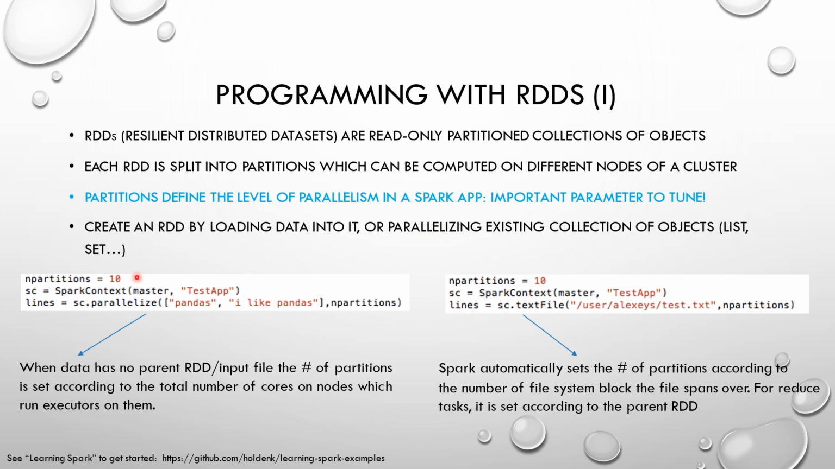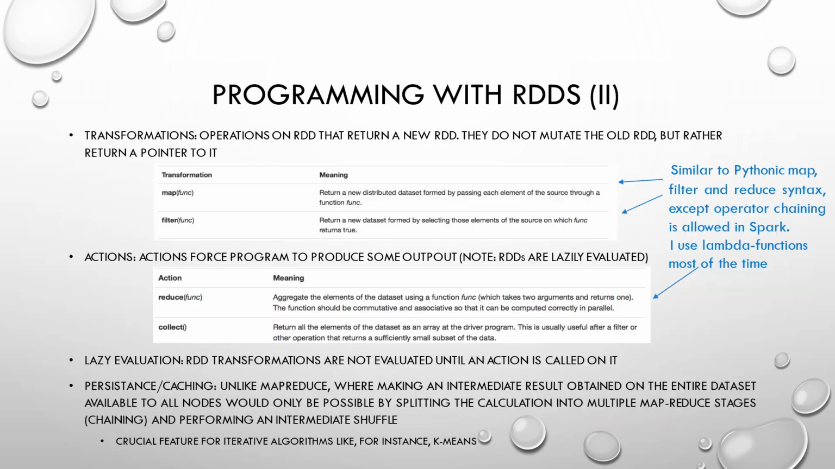This shows that when data has no parent RDD or input file, the number of partitions is set according to the total number of cores on the nodes which run executors. And this shows Spark automatically sets the number of partitions according to the number of file system blocks the file spans over. For reduce tasks, it is set according to the parent RDD.